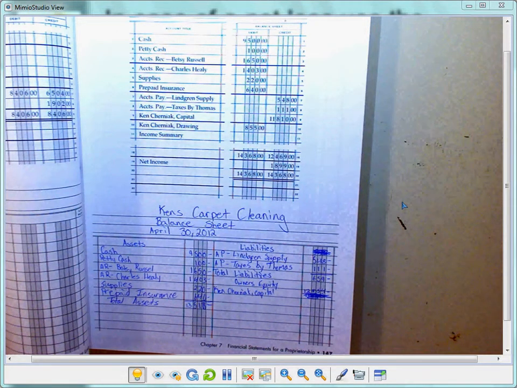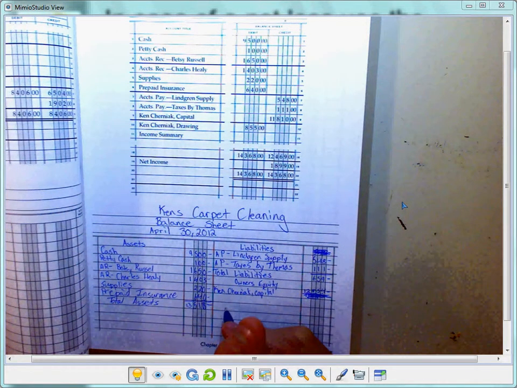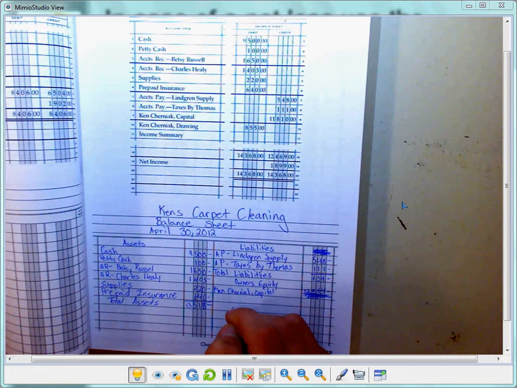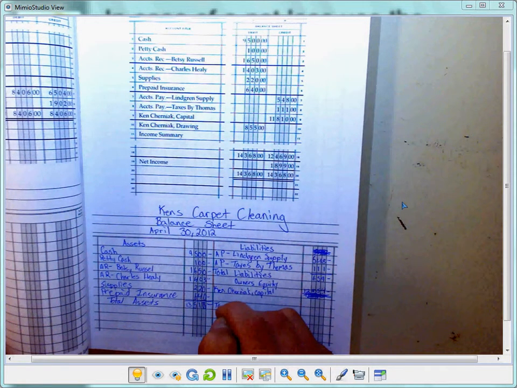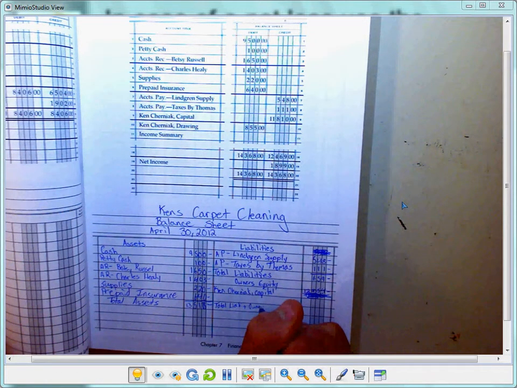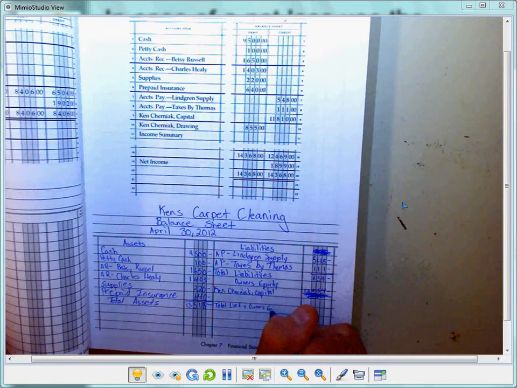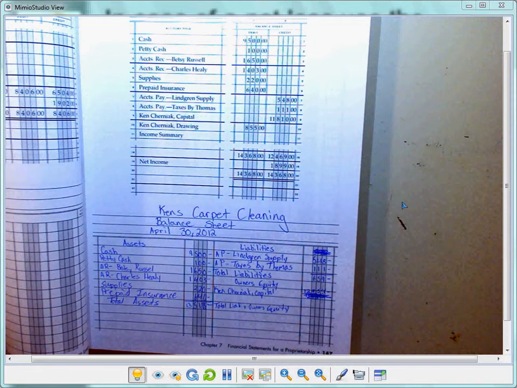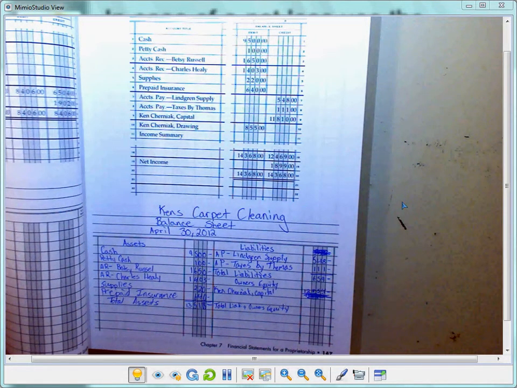Okay, now we're going to skip a line, and beside the 13,000, right there, we're going to write total liability and owner's equity. You're probably going to have to abbreviate liabilities. In the book it's LIAB. So total liability and owner's equity, if you did OE, that's fine.